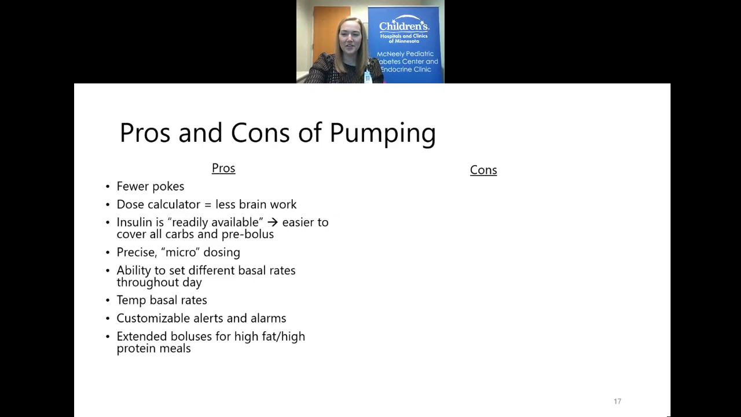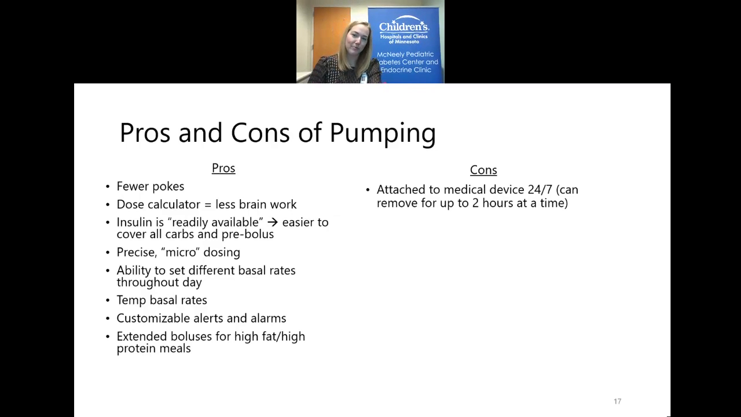All right, moving on to the cons. We always got to keep the cons at the front of the mind when making decisions. So the biggest one for everybody is that you are attached to a medical device 24/7.